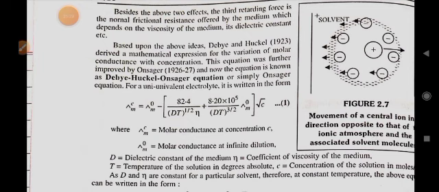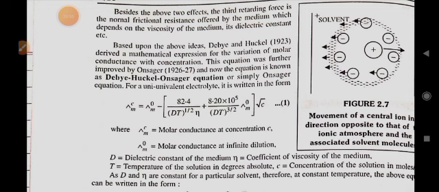Based upon the above ideas, Debye and Huckel derived a mathematical expression for the variation of conductance with concentration. This equation was further improved by Onsager, and now the equation is known as Debye-Huckel-Onsager equation, or simply Onsager equation for a univalent electrolyte. It is written in the form: Λcm = Λ°m − [(82.4/(DT)^(1/2)η) + (8.20×10^5/(DT)^(3/2)) Λ°m] √c.